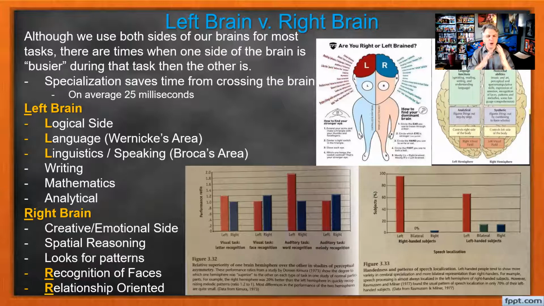It's just that some parts of our brain are a little bit more efficient at processing certain things. The left side of our brain tends to be a little bit more logical. The left part, logical. This is where language comes from.